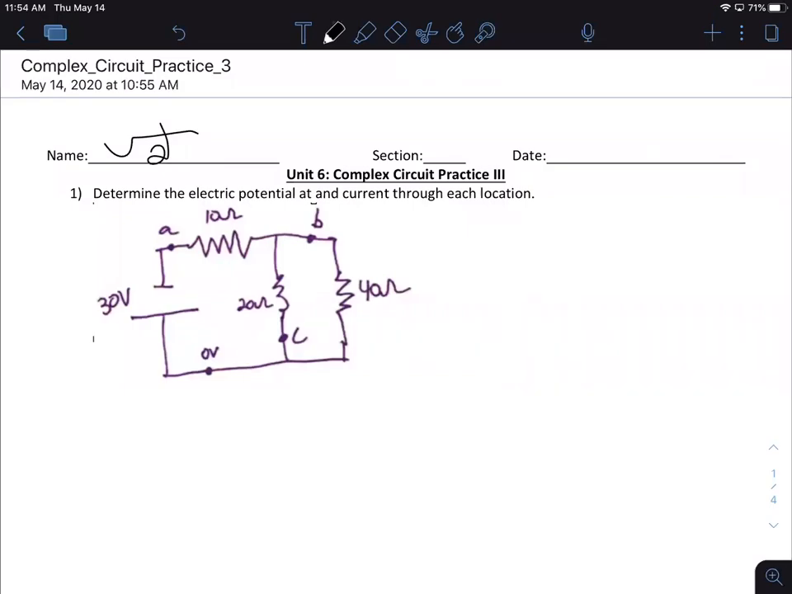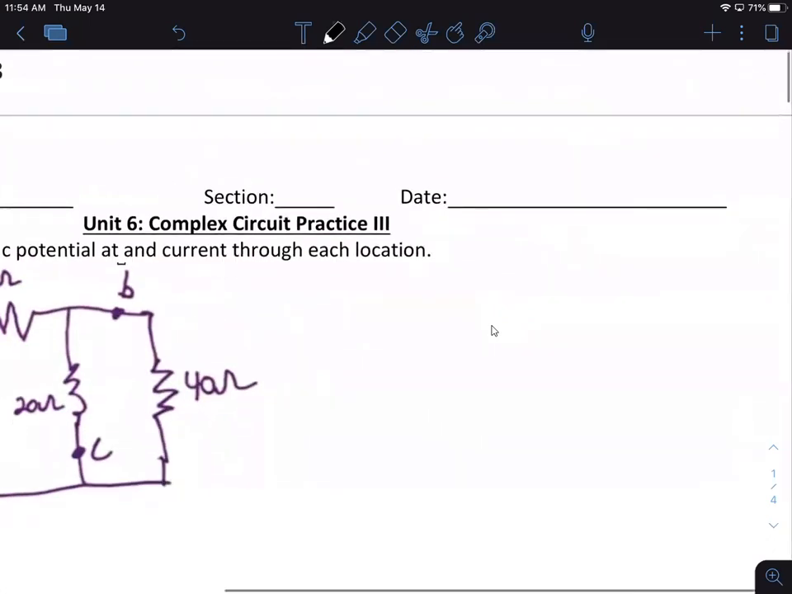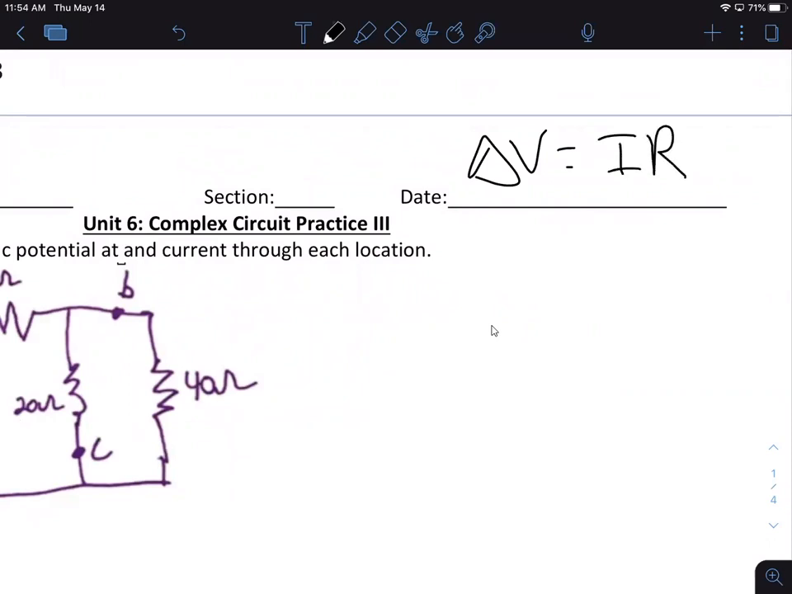All right, in this video, we'll be looking at complex circuit practice 3. Again, to investigate these circuits, we're using our key ideas of Ohm's law. That tells us the change in potential across a resistor is based on its resistance and the current going through it.